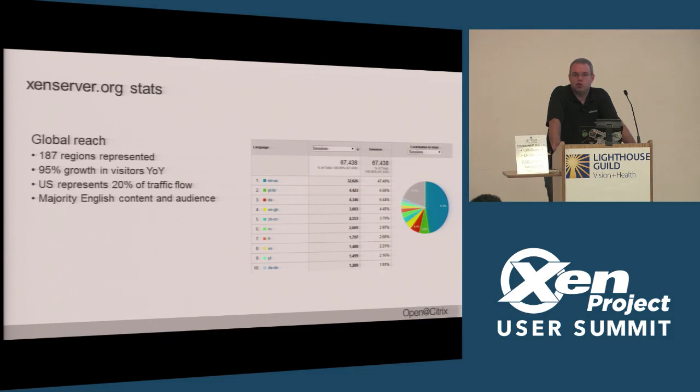The audience is majority English right now, and that's mostly because I'm English. I can read a bunch of different languages, but I'm not confident in writing technical content in languages that aren't my first language. I'm looking for people who can fill those gaps and are quite comfortable writing in languages that aren't English. And we have a few of those who are starting to come on board.